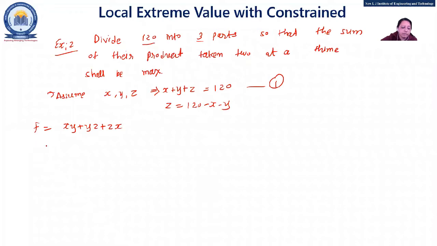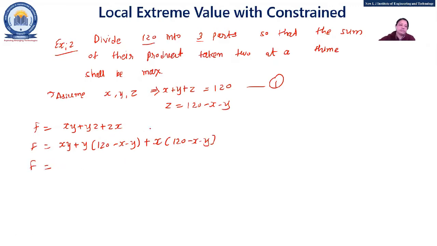So now what is the procedure here? Just put the value of Z here and solve it quickly. XY as it is, plus Y times Z, instead of Z, 120 minus X minus Y, plus ZX. So I'll write X first and instead of Z, 120 minus X minus Y. Solve it quickly.